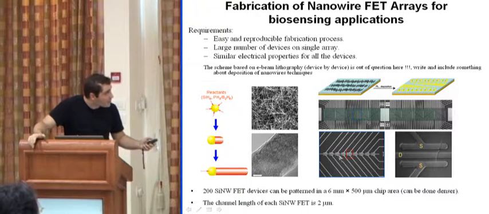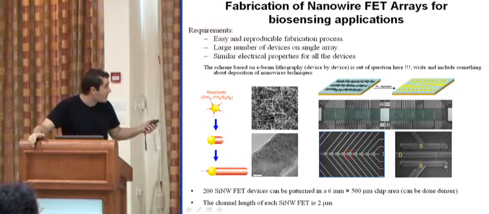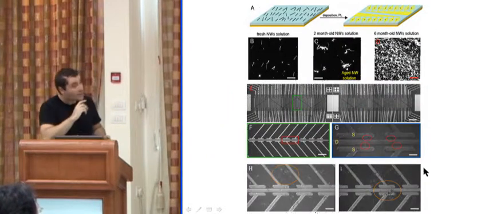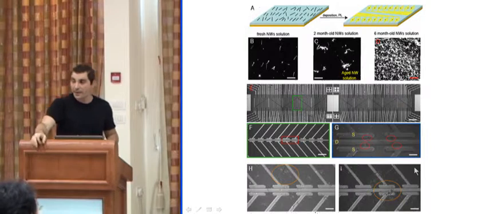We see that each row contains, in this case, many of those devices. We see a nanowire, and in this case, 2 devices. So in this case, we have more than 200 devices. So actually, we can see some of the experiments.